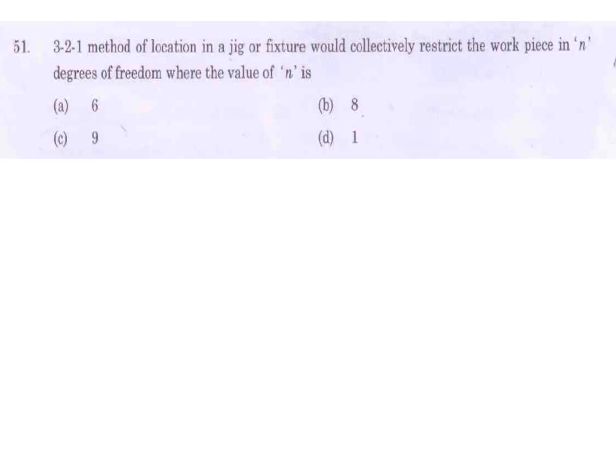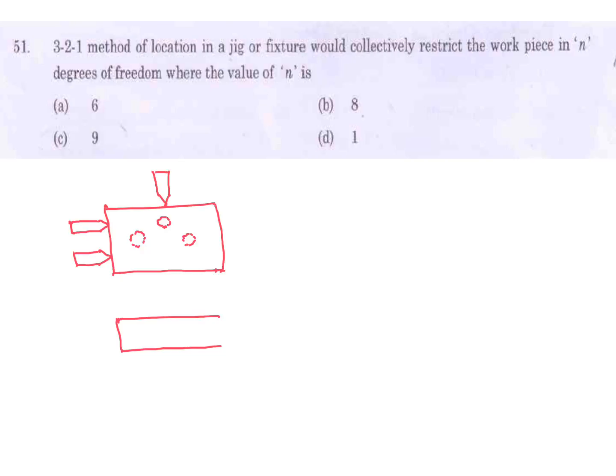3-2-1 method of location in a jig or fixture would collectively restrict the workpiece degrees of freedom, where the value of n is? 3-2-1 point location. Here, if you take this is the workpiece, below the workpiece 3 pins. From the side 2 pins, from here a single pin: 3-2-1. If you take the side view, you will get 3 pins here.